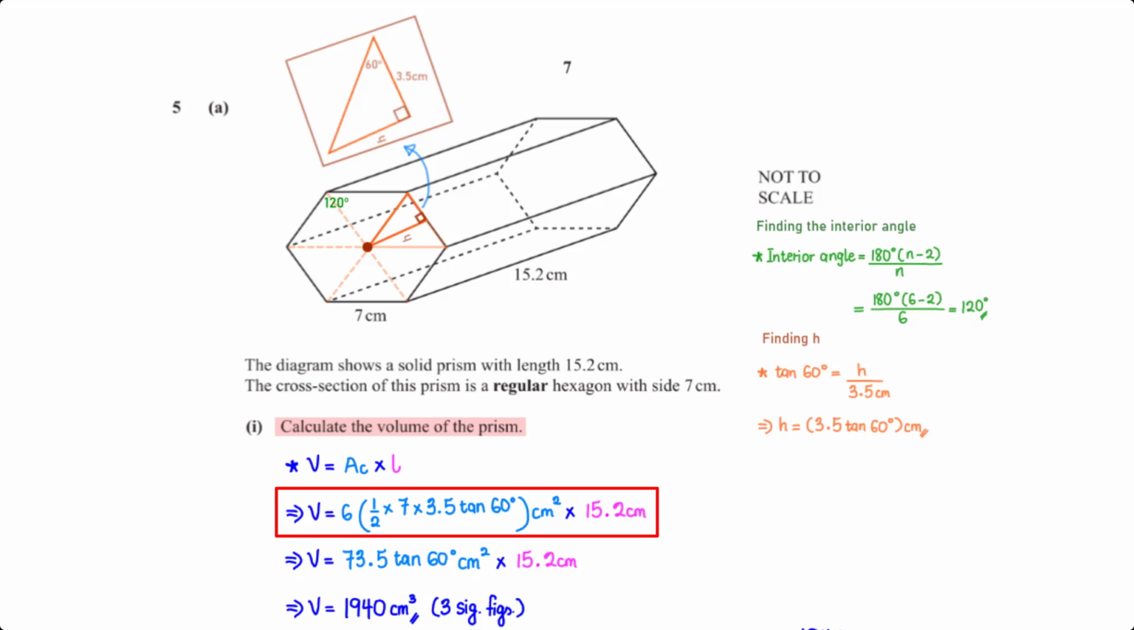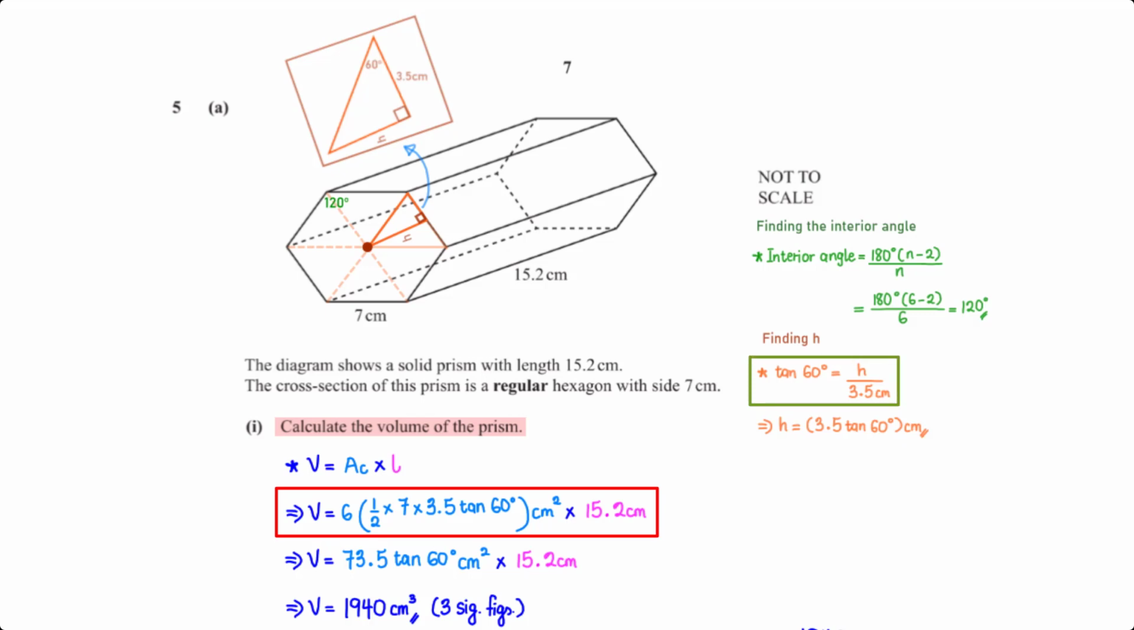First, we find the interior angle of the hexagon using this formula for regular polygons. We have a hexagon, so n is 6. This gives us 120 degrees. If the interior angle of the hexagon is 120 degrees, then each of these two angles is 60 degrees. If we divide the base of the triangle by 2, we get the base of the right angle triangle to be 3.5 centimeters. So now we can get h using SOHCAHTOA.